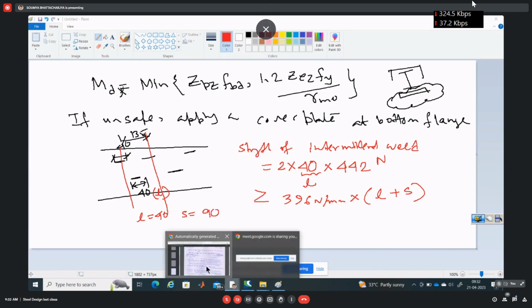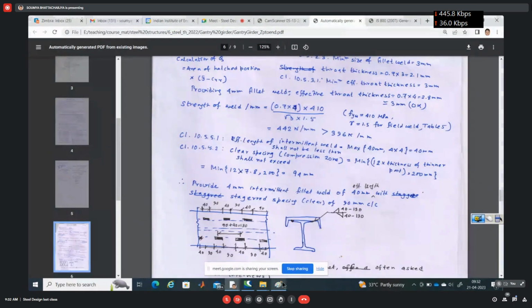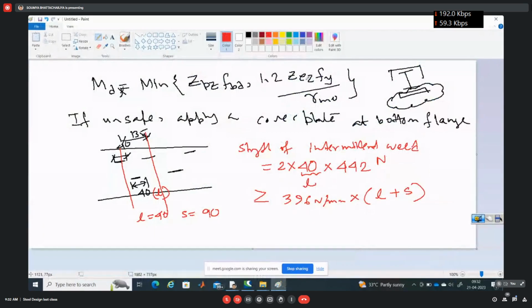Then, yeah, so it is 130, not 135, it is 130. So from that you work out what is the value of L and S. This check is often omitted in any book. So by this equation, you have to find out what would be the suitable value of L or S. You first assume an L and then work out S.